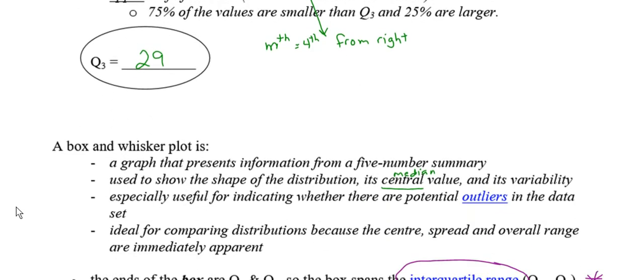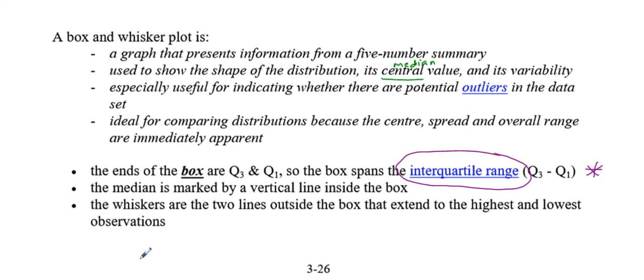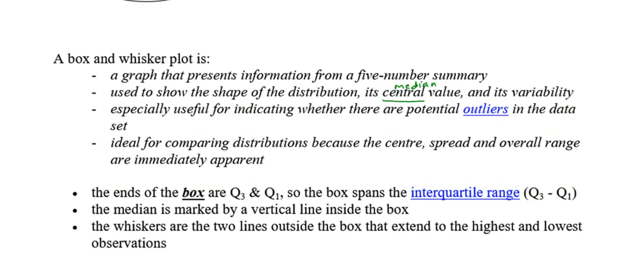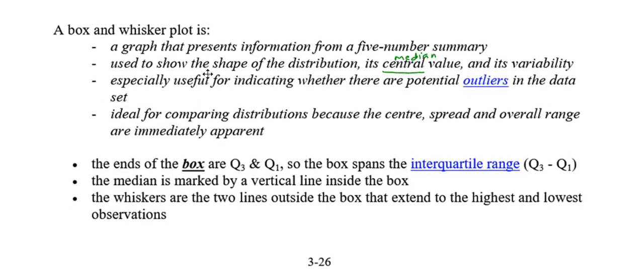If we go back to where we talked about box and whisker plots, we started off with this. The ends of the boxes are Q1 and Q3. That's the end of the box. Q3 minus Q1 is what we call the interquartile range.